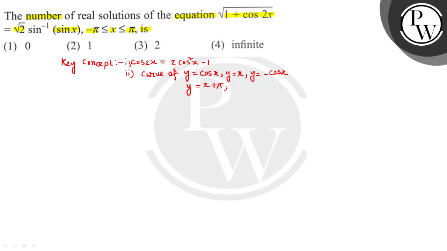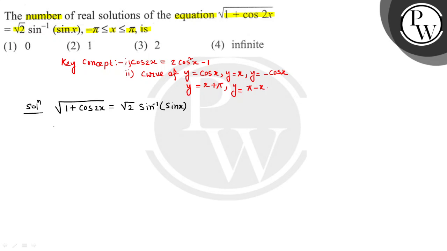Another thing that is needed is y equals pi minus x. You have to know the key concept of all these curves. So now we move to the solution: square root of 1 plus cos 2x equals root 2 sine inverse of sine x. What is your aim? You have to find out how many solutions there are.